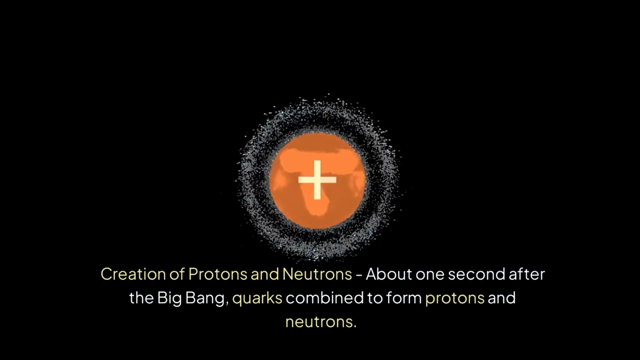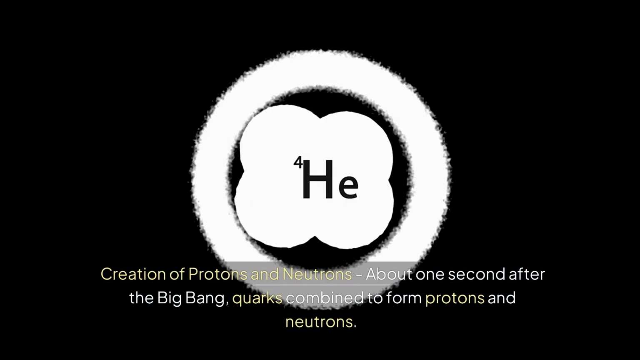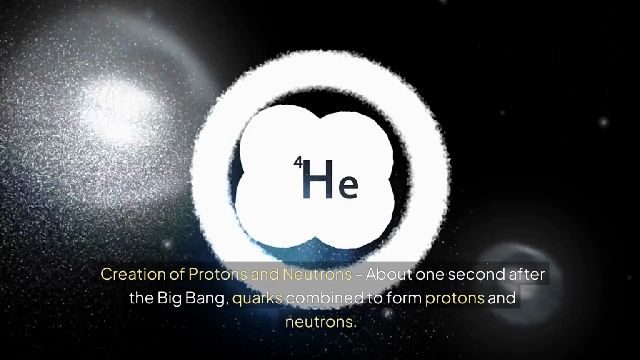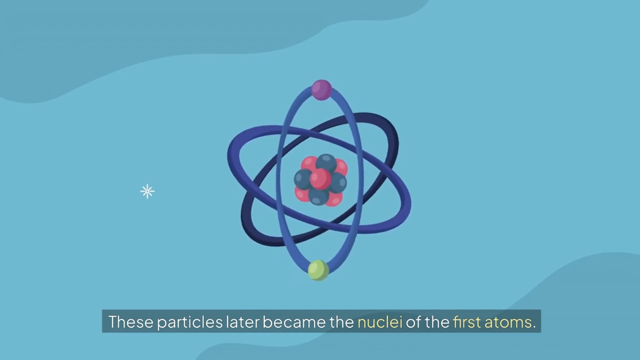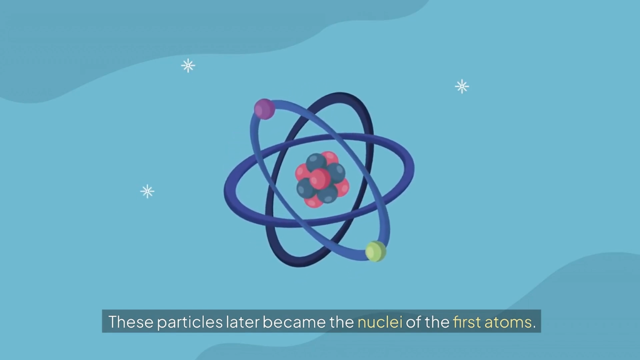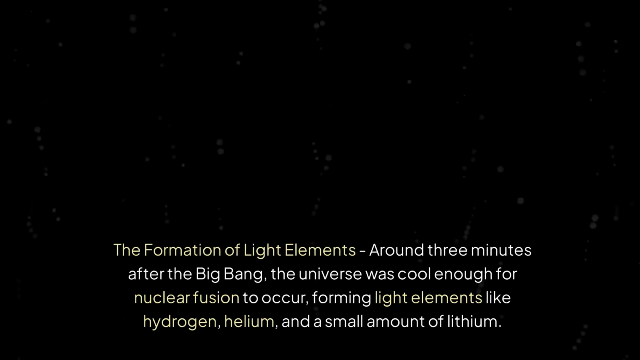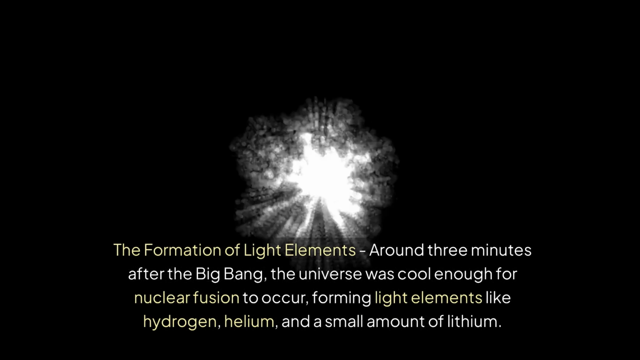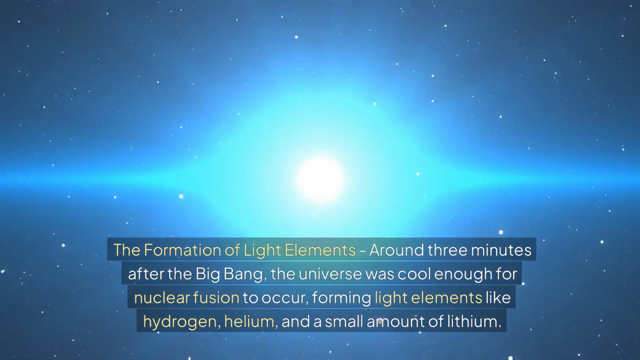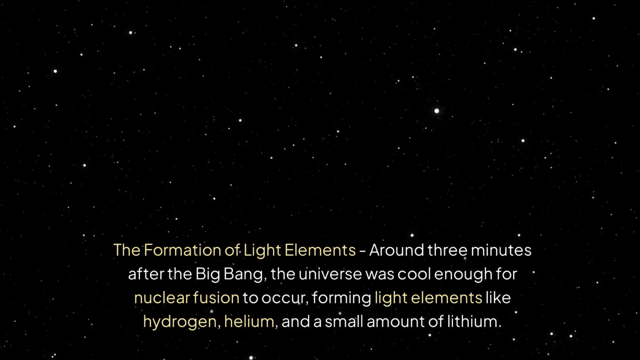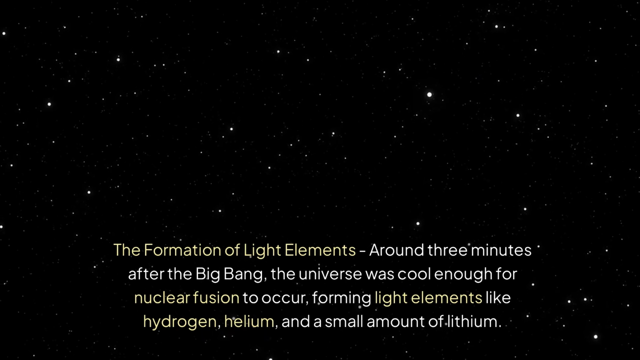Creation of protons and neutrons. About 1 second after the Big Bang, quarks combined to form protons and neutrons. These particles later became the nuclei of the first atoms. The formation of light elements. Around 3 minutes after the Big Bang, the universe was cool enough for nuclear fusion to occur, forming light elements like hydrogen, helium, and a small amount of lithium.